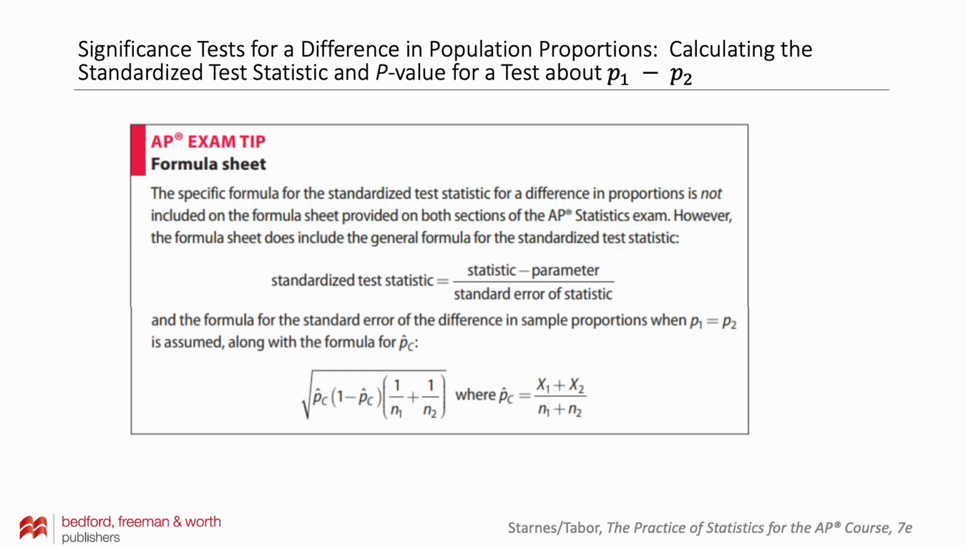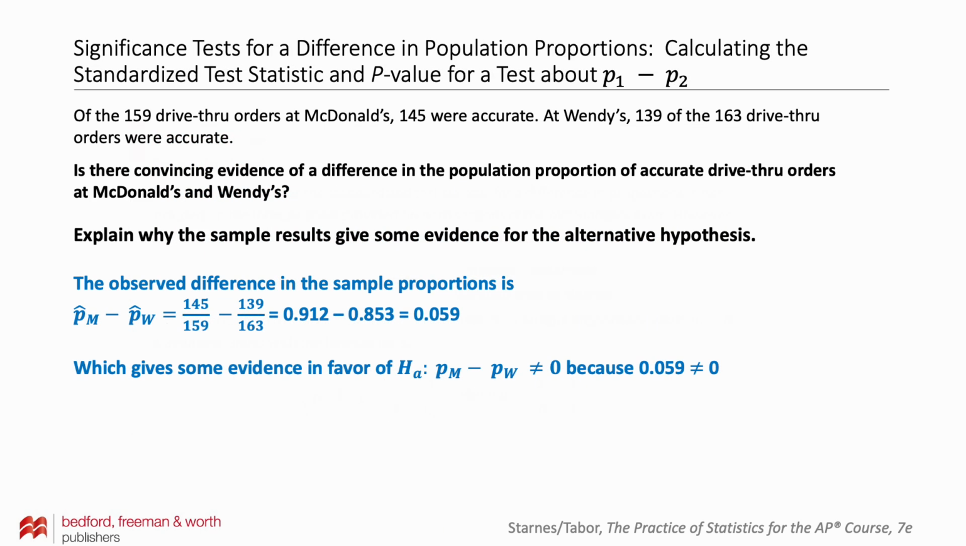So remember, the formula sheet does give it to you. It gives you the generic one here, which is our template, and then you can get the pieces of it when you go to the section where it talks about sampling proportions. Let's look at continuing with that same type of problem here.